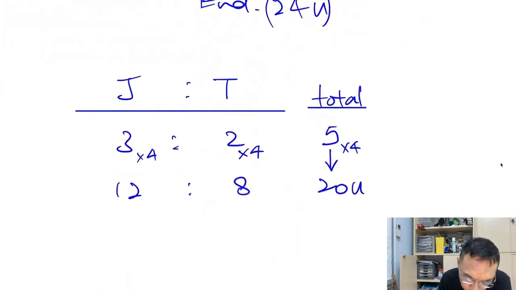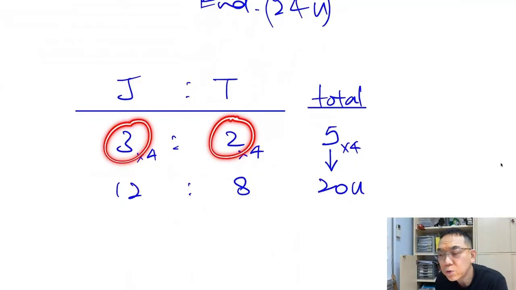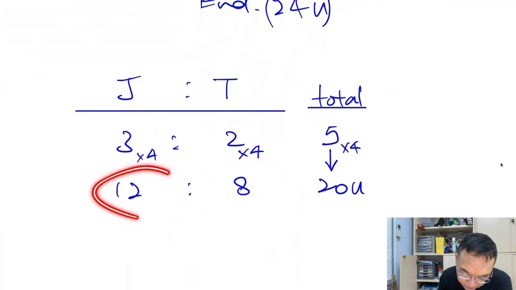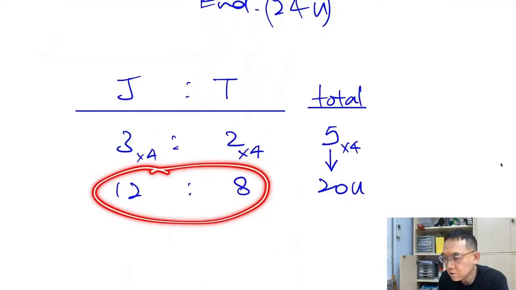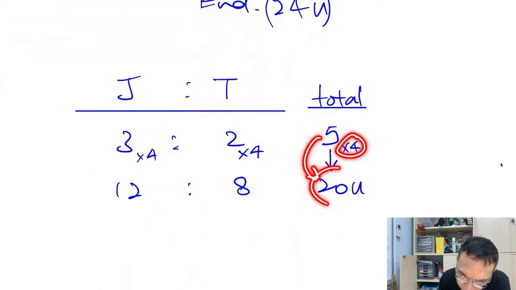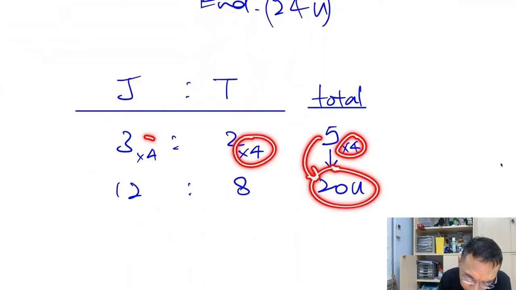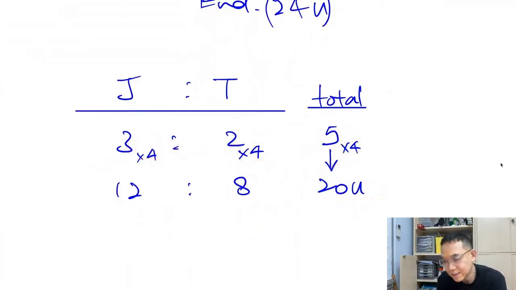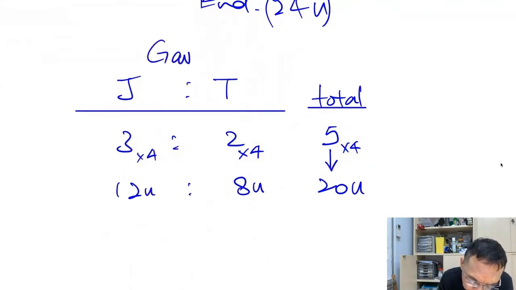Question. Is 3 and 2 units, yes or no? Very good. Excellent. Next. Is 12 and 8 units, yes or no? Very good. So it is not units because this is not units. But when I multiply by 4, it became units. And so by doing this, I'm changing everything to units. Understand? This is the logic. So this is units and this is units. Now this is what they gave. Okay, now remember these two numbers. It's 12 and 8. Okay, J and T is 12 and 8.